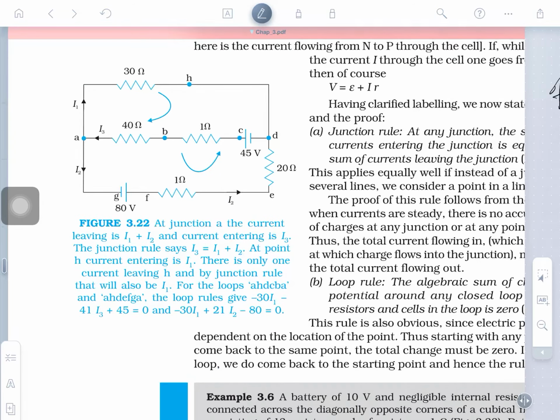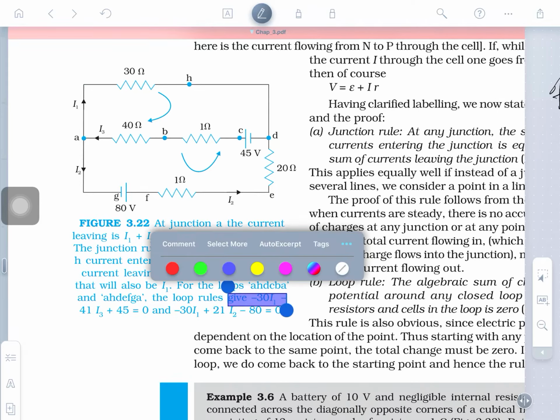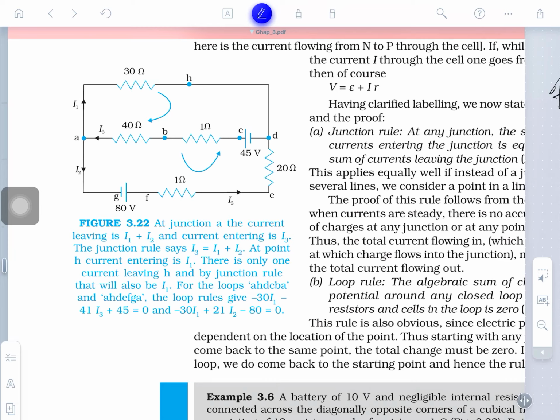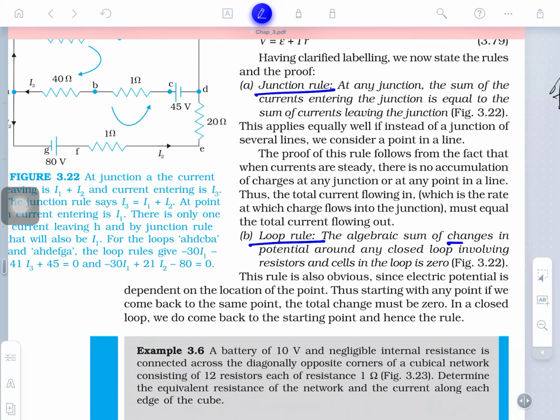Now the value of the current can be found out. These equations are here before you. This equation can be solved for finding the values of I1, I2, I3. I will suggest you, first was the loop rule, the second was the junction rule, and the loop rule: the algebraic sum of all changes in potential drop in a closed loop involving resistors and cells is 0.